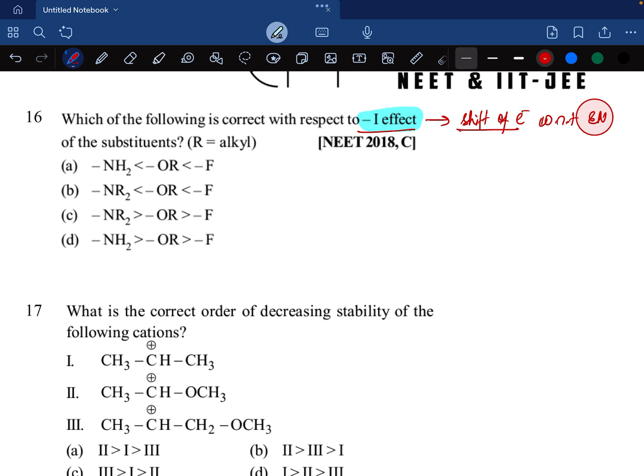What are the groups present? We have fluorine, we have oxygen, and we have nitrogen. Nitrogen from NH2, oxygen from OR, and we have F, right? In the electronegativity order, fluorine is more electronegative than oxygen, which is more electronegative than nitrogen. This is the order of electronegativity we know. So according to the order of electronegativity only, my minus I effect will work. So the minus I effect of fluorine will be more than OR, than NH2. For 16, the answer is A.